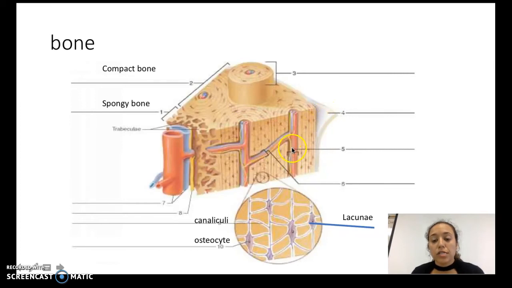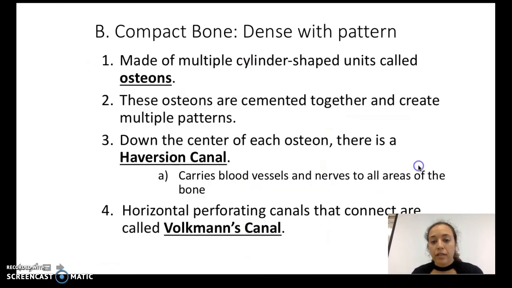It's actually really nutritious. You also have, this will be like your Haversian canal. Your Volkmann's canal would be 6. 7 and 8 would be blood vessels. Specifically, red would be the arterial, and blue would be the venous. And then this would be your nerve right here, the yellow.